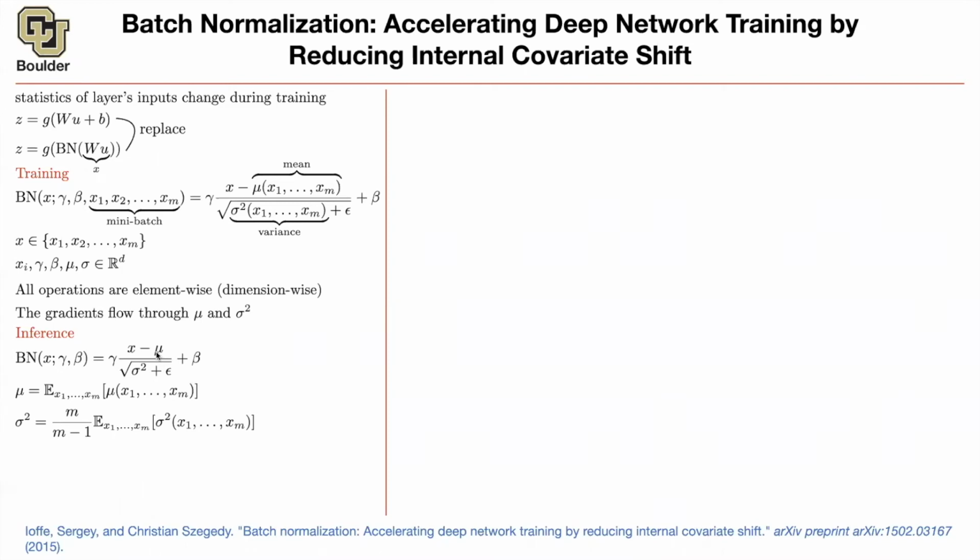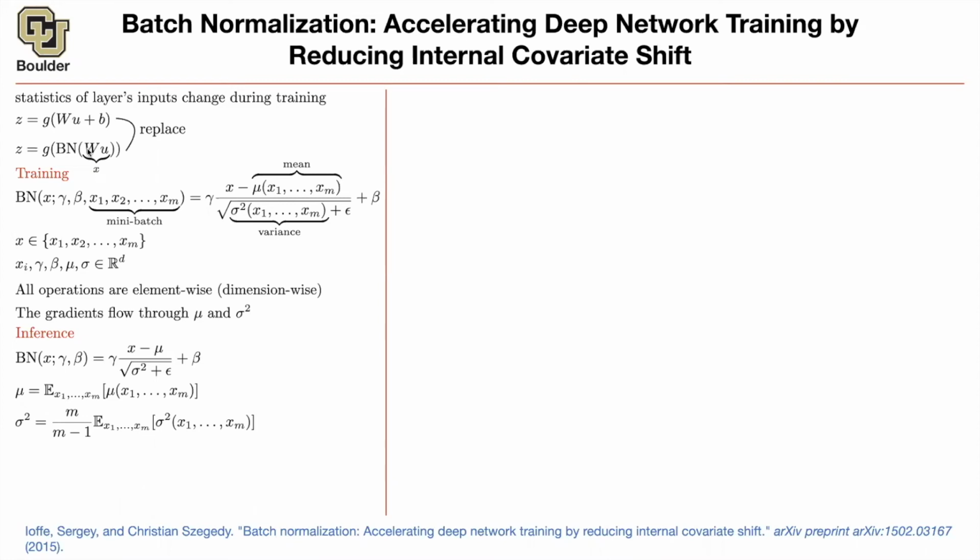But they're informed from your training data, right? They are informed by the training data, yes. But these are not trained. Mu and sigma are not trainable parameters. They're just the mean and standard deviation. But beta and gamma are trained, and W is trained.